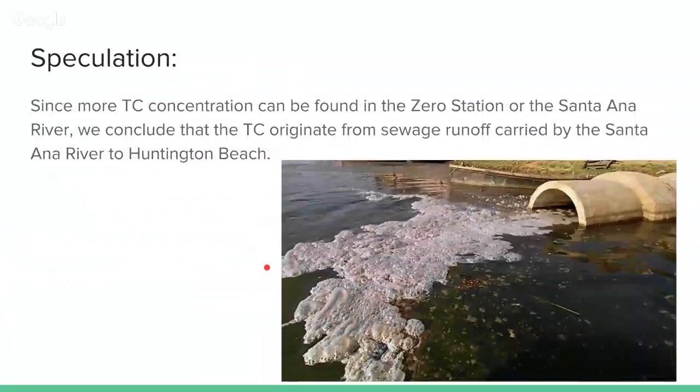And to end it all, here's our speculation on why we think that the TC is distributed that way. Since TC concentration can be found more in the Zero Station, or the Santa Ana River, we conclude that TC originates from sewage runoff carried by the Santa Ana River to Huntington Beach.